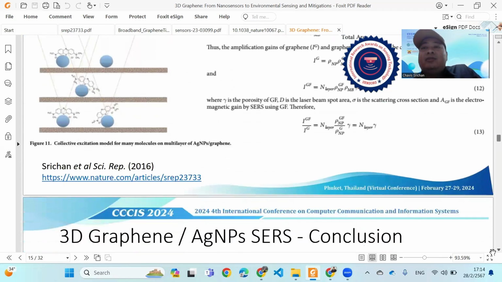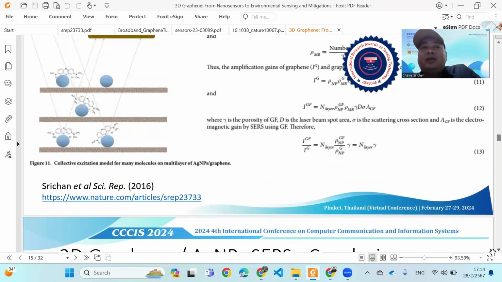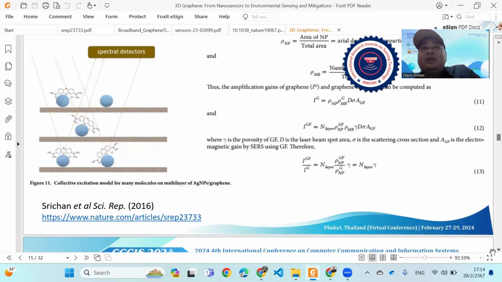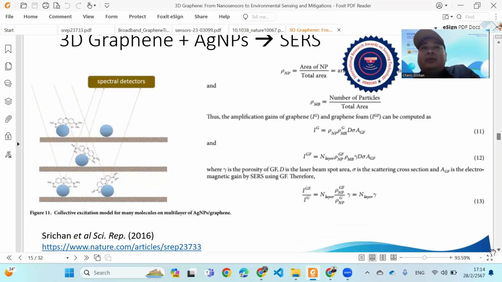Then I would like to skip because we don't have time, but I would just say a little bit about this. The mechanism is that if you have a multi-layer of graphene, right, then you get the amplification many times. We call it cascade amplification, and that's why you get very high amplification from this 3D structure of the graphene.